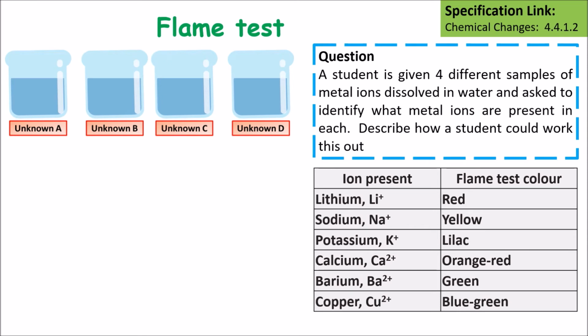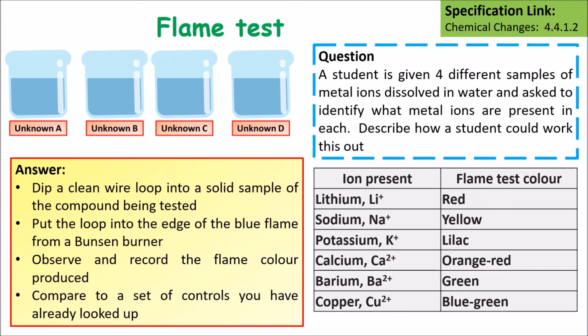The student is given 4 different samples of metal ions dissolved in water and has to identify what metal ions are present in each. Describe how the student could work this out. Some of the things you could put in your answer is doing a flame test. The same as before, using the wire loop, put it in a blue flame, observe the colour and compare the colour to your known samples.